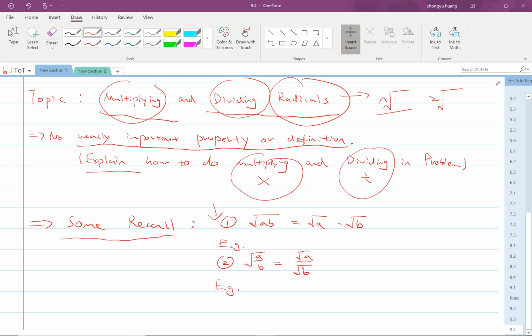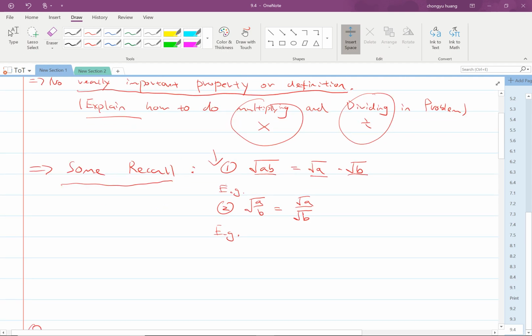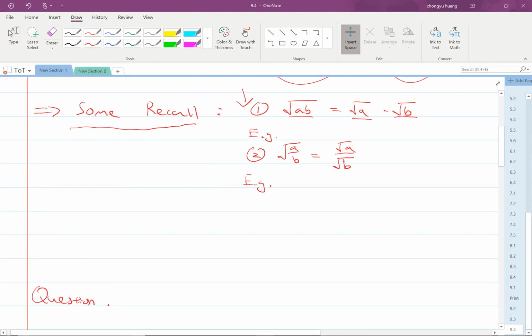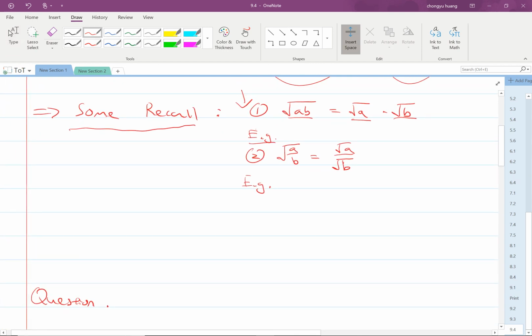Our first property is the square root of AB is equal to the square root of A multiplied by the square root of B. An example for this property: the square root of 12 can be written as the square root of 3 multiplied by the square root of 4. This just shows how the property works.